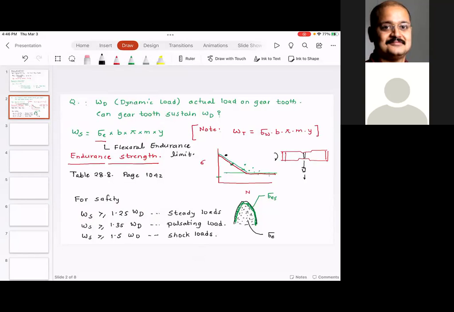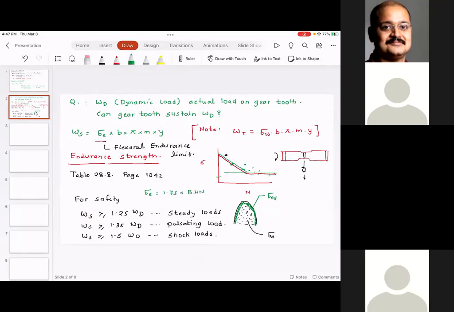It is important to observe that the flexural strength is a function of hardness. So for example, if you are using a steel gear, sigma E, which is the flexural endurance strength, is given as 1.75 times the Brinell hardness number, and this value will be in megapascals.